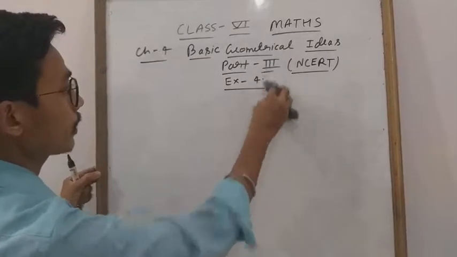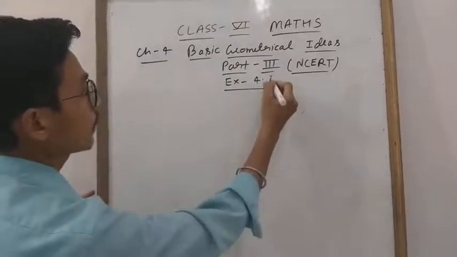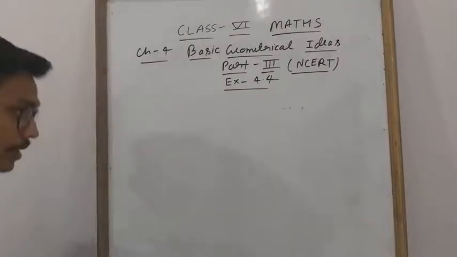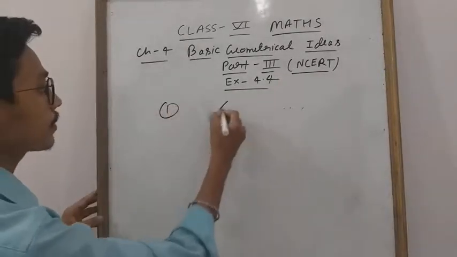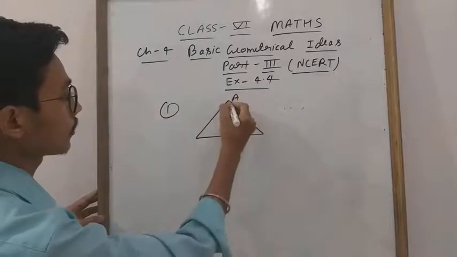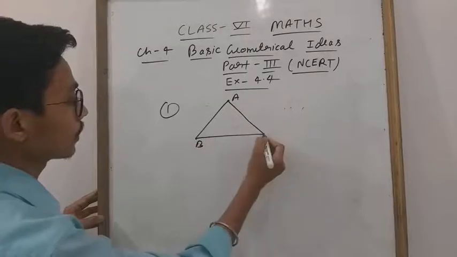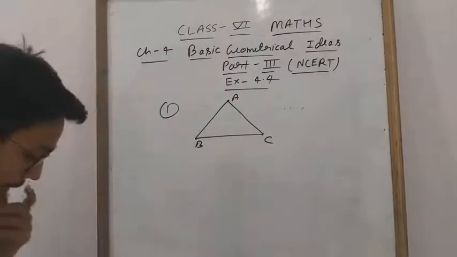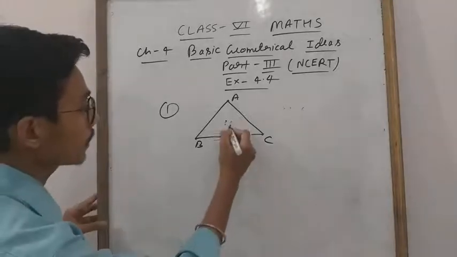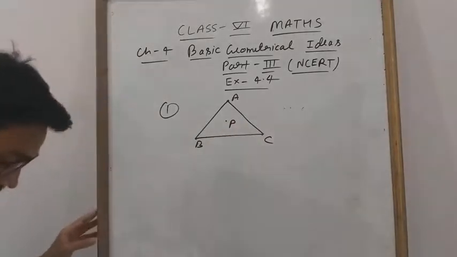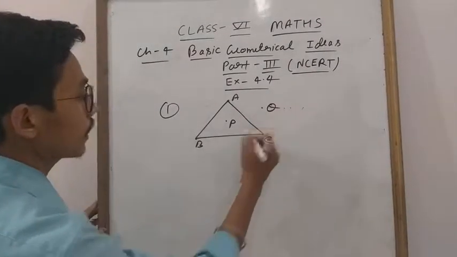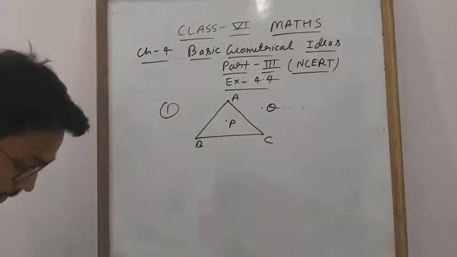What is given in 4.4, student? Now the first question is given. Draw a rough sketch of triangle ABC. Okay everyone. I will make triangle A B C. This is your triangle ABC, students. Now it is given. Mark a point P in its interior. Okay, P in its interior. Next is given Q in its exterior. So Q anywhere you can mark. Here, here, here. Exterior.